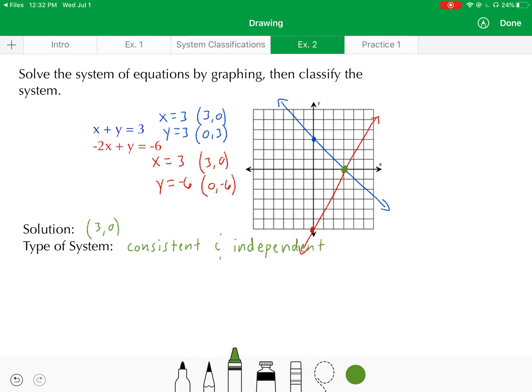You have an example very similar to this that you can do for practice number 1 here. You're going to be given 2 equations. You want to graph them, use the graph to determine the solution or solutions to the system, and then what type of system it is. Pause the video, work through it yourself, and then come back and check your work with mine.